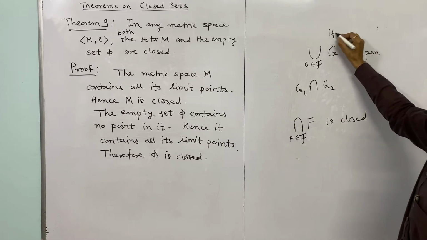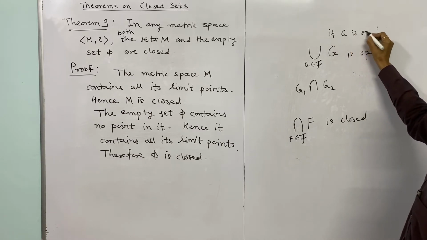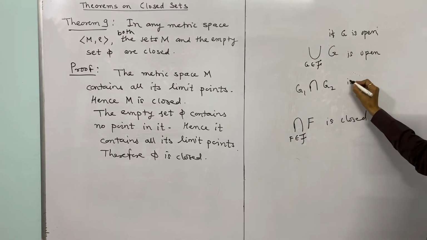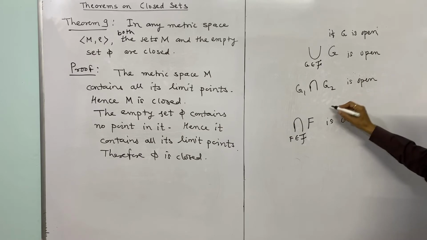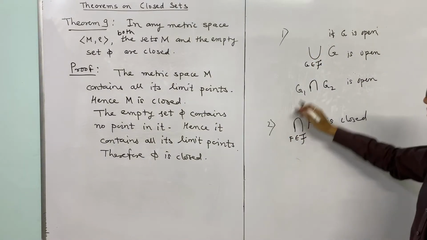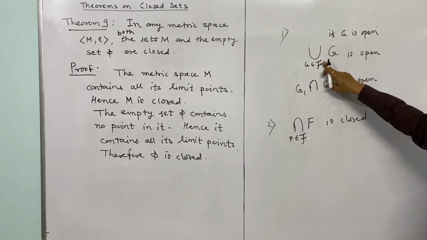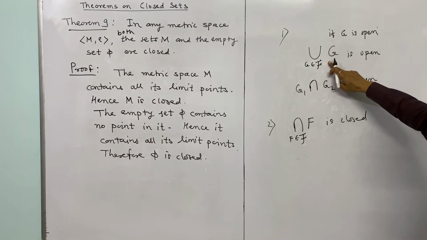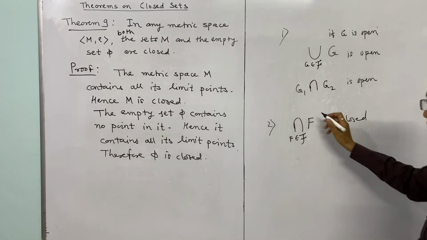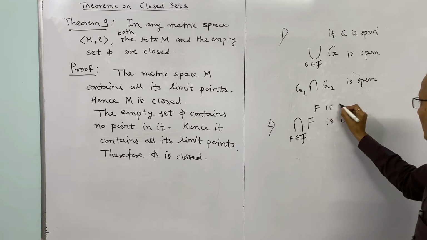If G is open, then the union of G is open and the intersection of G is open. G1, G2 are open. So these are the results about open sets. And what about the complementary results? Instead of arbitrary union, here the arbitrary intersection of closed sets F is closed.